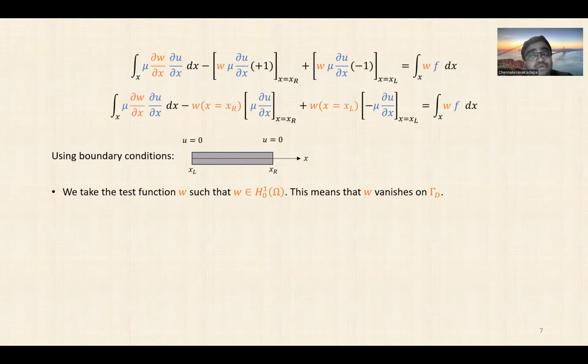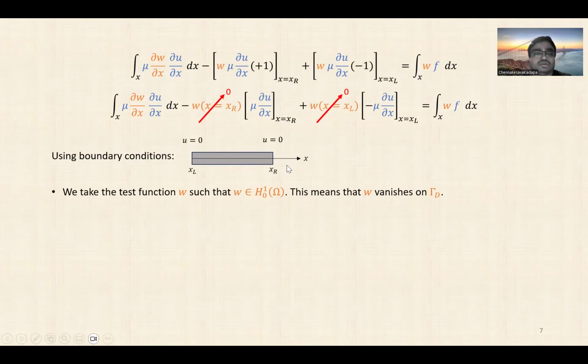Okay. And H10 means that, in addition to being in the H1 space, w vanishes on the Dirichlet boundary. That is where the solution vanishes. So by choosing the weight function such that it is in H10 space, since it vanishes on the boundary, and these are the boundaries, these two terms become 0.